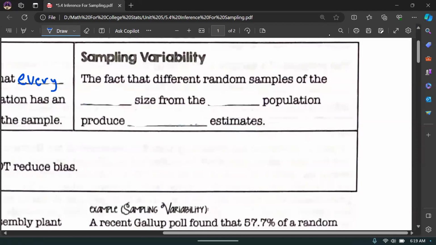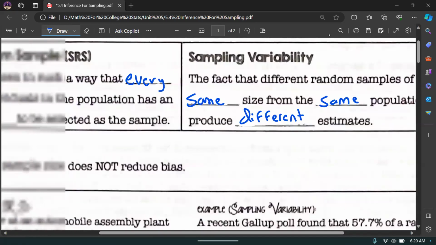Second one, sampling variability. The fact that different random samples of the same size from the same population produce different estimates. We saw this last week when we did the Beyonce song lyrics. We had Google do the random number generator, and pretty much everybody in the class got different averages. But we graphed them and saw the variability, how spread out it was. Everybody's going to have somewhat different samples, changing person to person, and that's fine. But if you look at them overall, you can start to see a pattern and a mean.